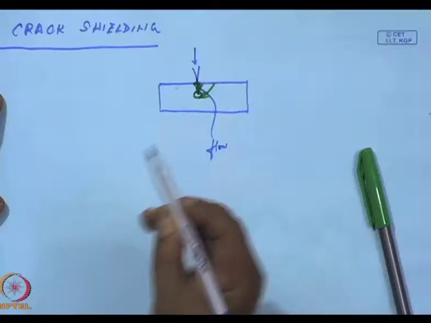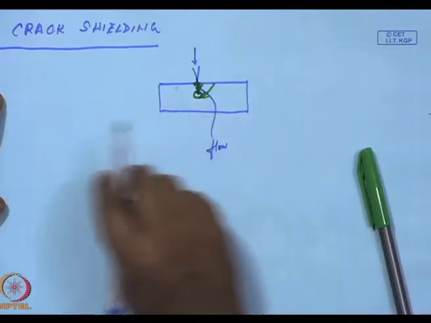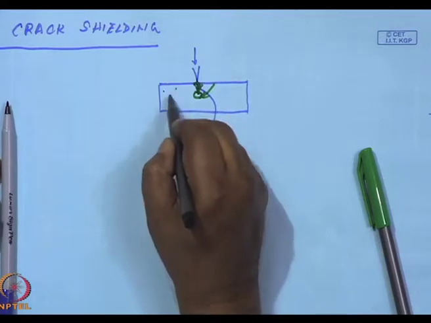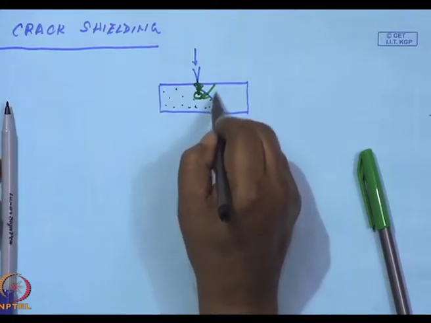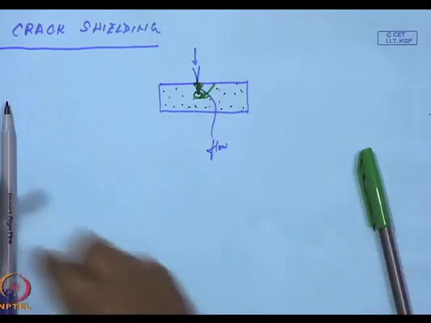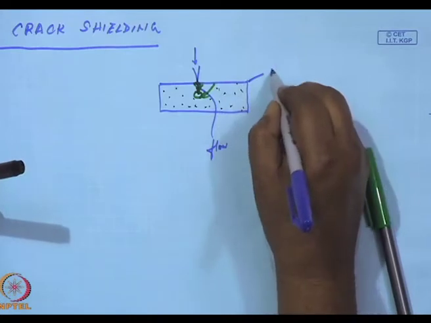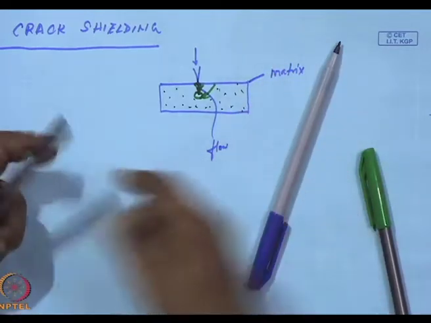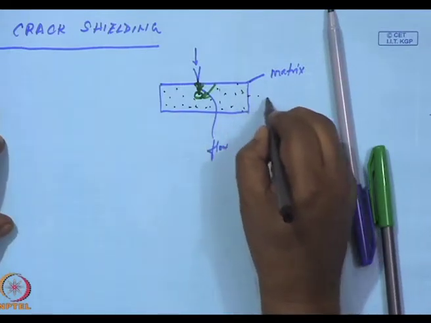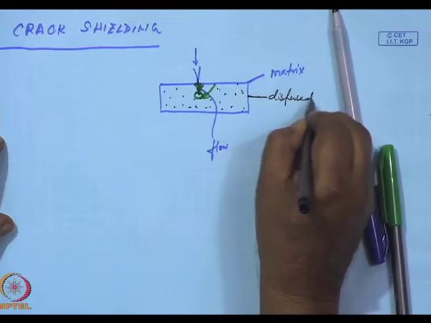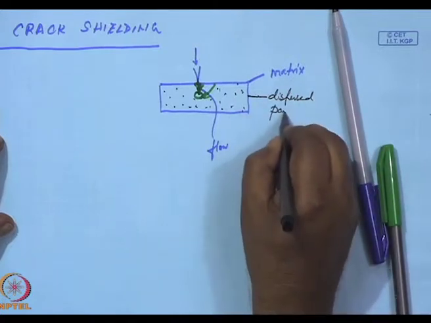And if in this body I have materials dispersed over here, this is the matrix, and these are dispersed particles.